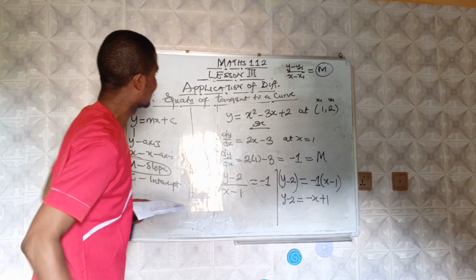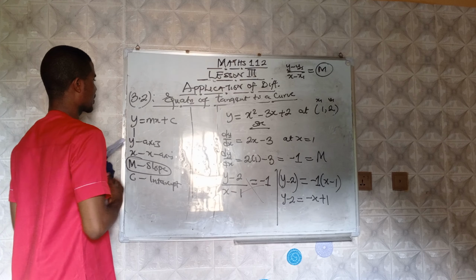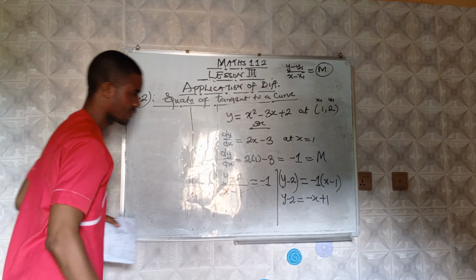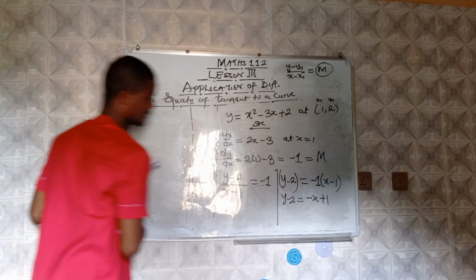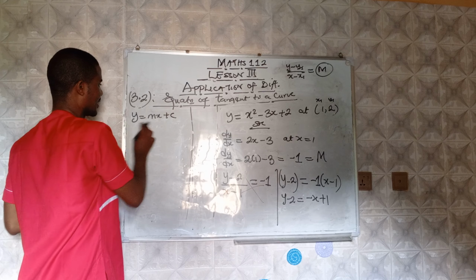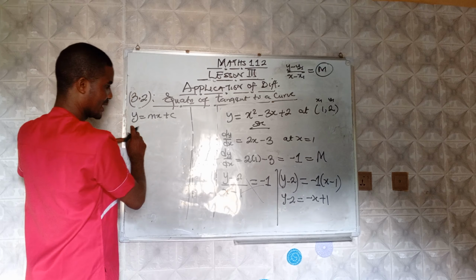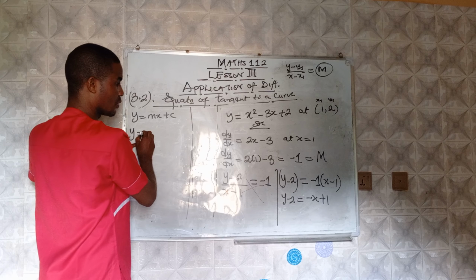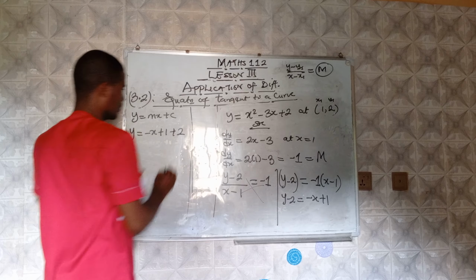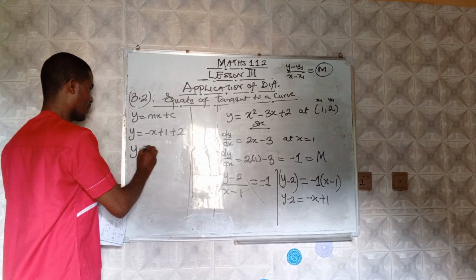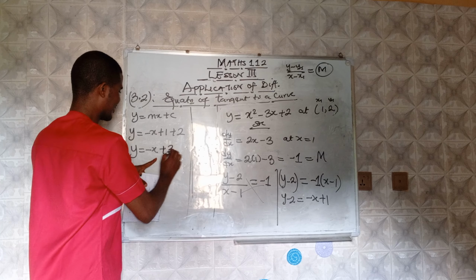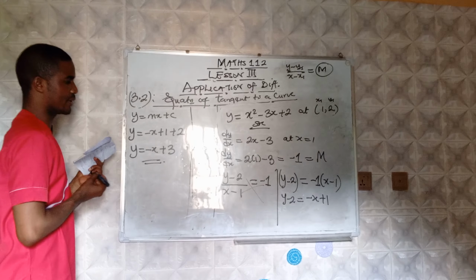If I've got that, I can come up here to finish up. In this case now, remember we are going to make it look like y equals mx plus c. So I want only my y to remain here. So I have that y equals minus x plus 1 plus 2, so that y becomes minus x plus 1 plus 2, which is minus x plus 3. This becomes the intermediate equation.